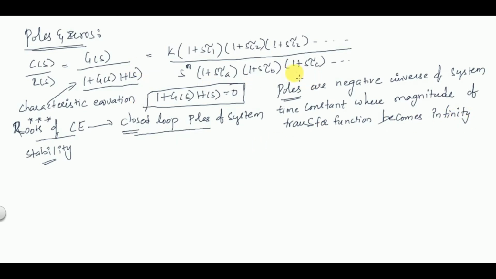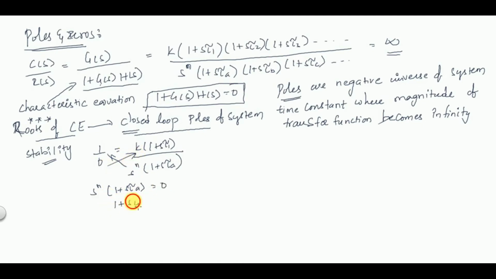Poles are obtained by taking the denominator equal to 0. When the denominator is 0, this becomes G(s) by 0, which is going to be infinity. So the magnitude of this transfer function is going to be infinity. How can we write infinity? As 1 by 0. So 1 by 0 is equal to K(1 + sτ1) over s^n (1 + sτa). Suppose only one pole is there, I am taking only one pole. Cross multiplying, you get s^n (1 + sτa) = 0.